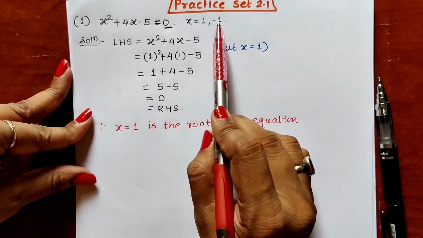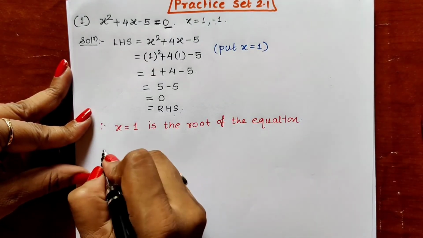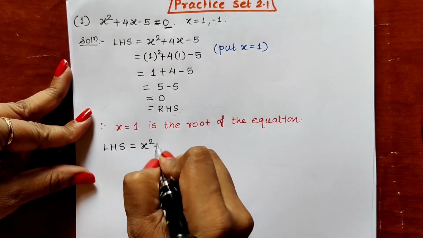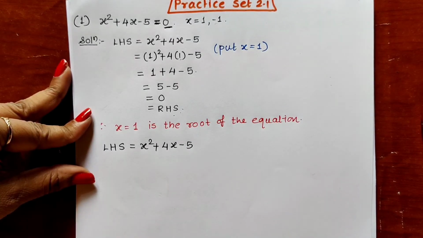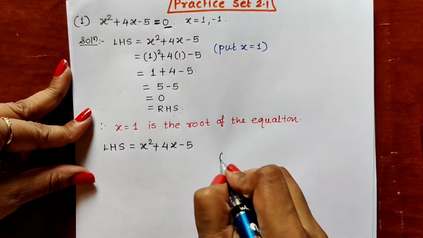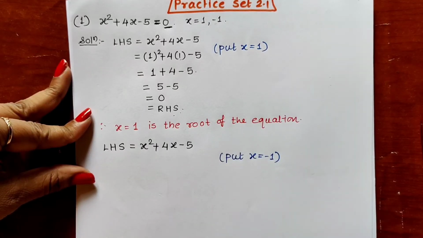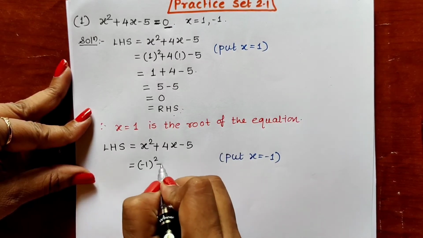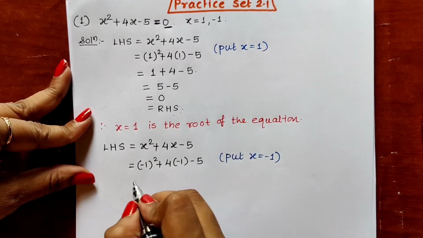Now let us check whether x is equal to minus 1 is also a root of the equation or not. Again we will write left hand side is equal to x square plus 4x minus 5. Now we will put x is equal to minus 1 in the left hand side. Wherever there is x we will put minus 1. X square means minus 1 square plus 4 into minus 1 minus 5 as it is.